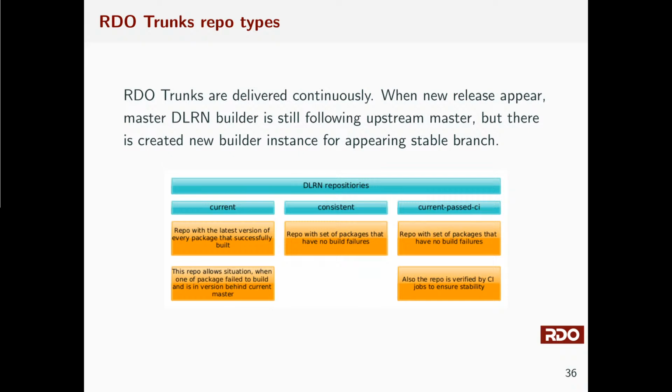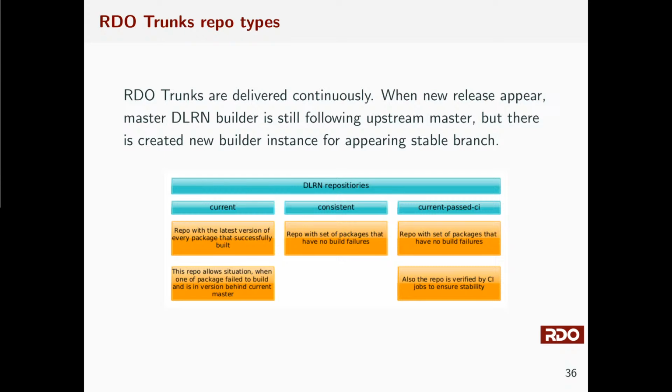RDO trunks are delivered continuously, so it means that we are doing it also for master. When a new release appears, the master DLRN builder is still following the upstream master, but a new builder instance is created for the new stable branch. And inside DLRN, we have three kinds of repositories provided: the current, the consistent, and current-passed-ci.